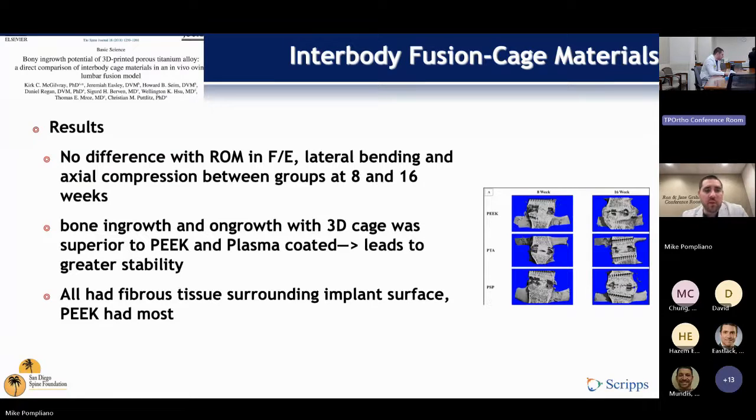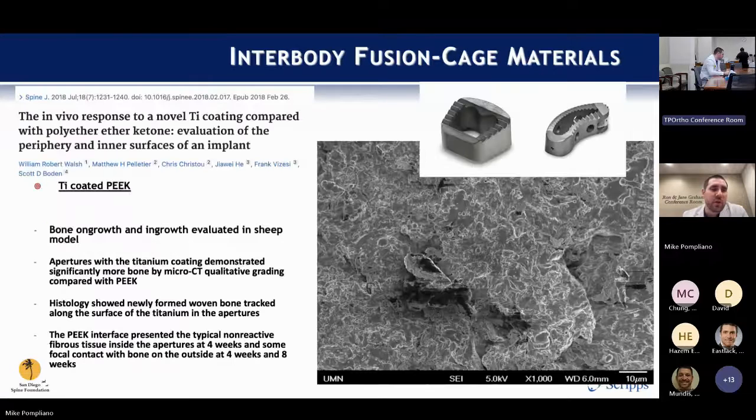And then they found that the ingrowth and on-growth with the 3D cage was superior to PEEK, which theoretically leads to more stability. Though, like I mentioned earlier, they all had the fibrous tissue surrounding the implant surface, but PEEK did have more than the others. So this is again looking at the titanium coated PEEK, the sheep model demonstrating significantly more bone by micro CT qualitative grading when compared with PEEK. And the histology showed newly formed woven bone tracking to the surface between the armatures.